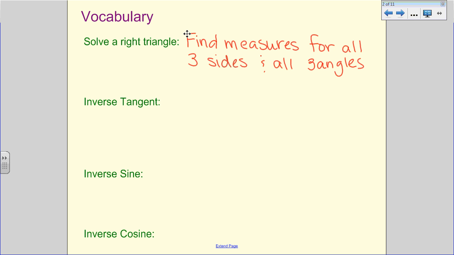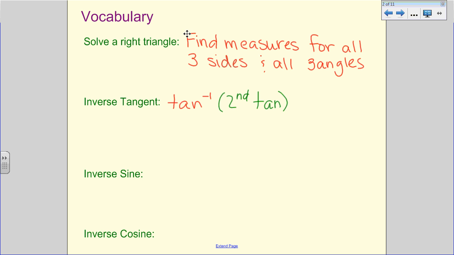Inverse tangent. It looks like tan with a -1. That means inverse tangent. And so if you look on your calculators, guys, above tangent, you should see a tan to the -1. So we're going to do second tangent to get to tan -1. So that's going to be second, and then the tan key.